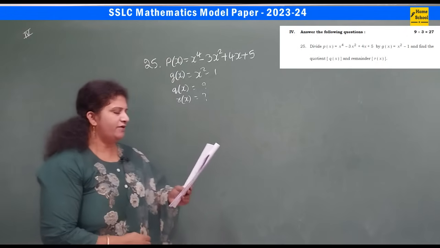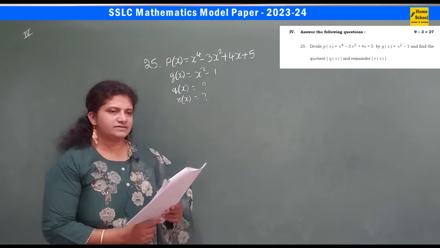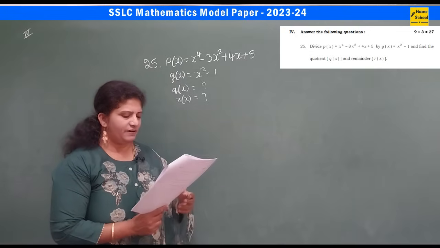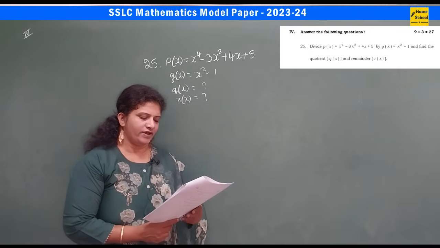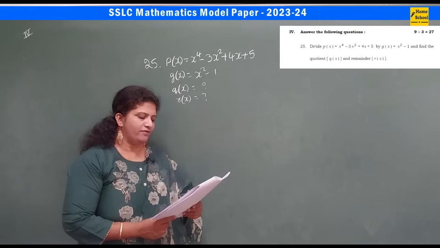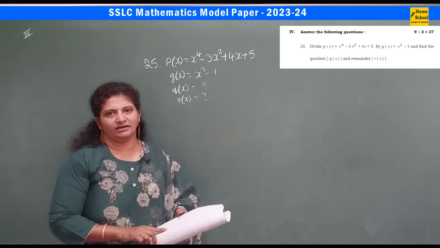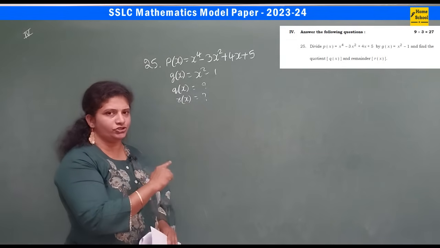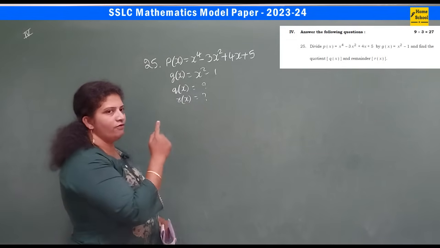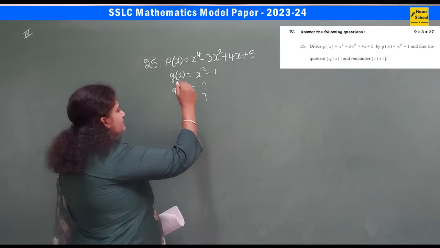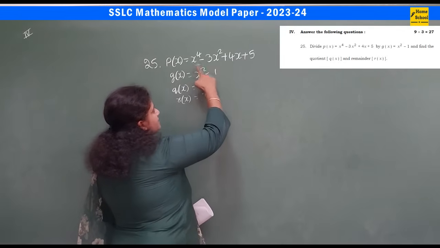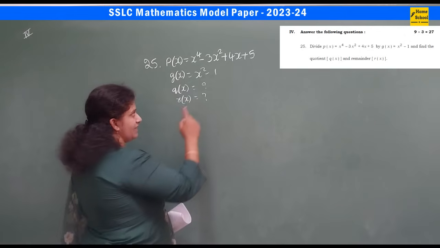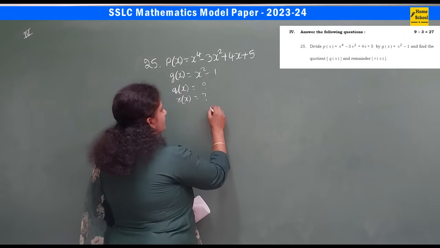25th one, divide P of x is equal to x power 4 minus 3x square plus 4x plus 5 by g of x equal to x square minus 1 and find the quotient and remainder. Divide the polynomial P of x by g of x and find q of x and r of x. Let us start division here. Observe the powers carefully. Is there any power missing? Yes. That is cubed power is not there.